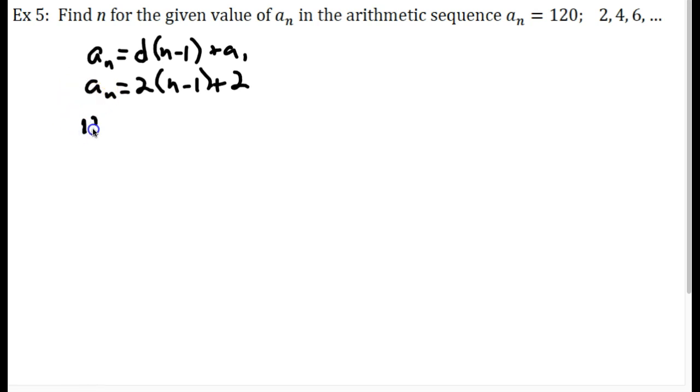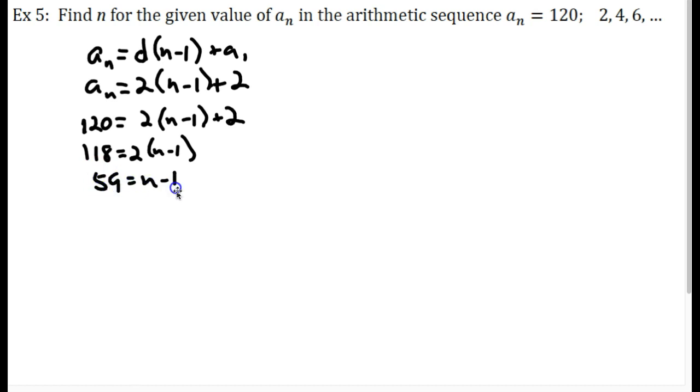This is just like the first part of the example that we did a little bit ago. So I want to solve for n, right? It says find n. If I subtract 2 over, I have 118 equals 2 times n minus 1. Divide by 2, and that gets me 59 equals n minus 1. Add the 1 over, and we get that n would be 60. So 120 is the 60th term in this arithmetic sequence.